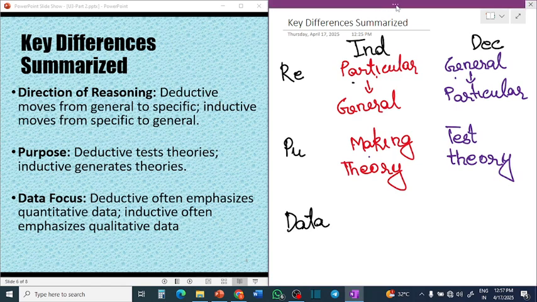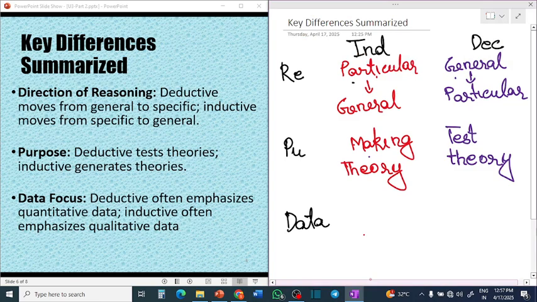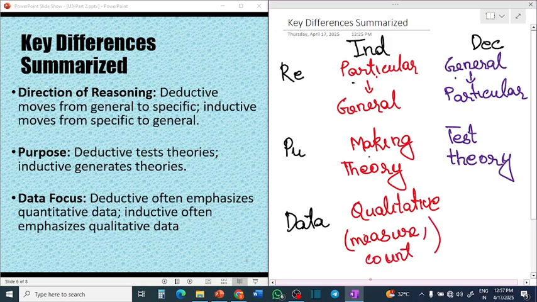And the last point is our data collection or data focus. So most of the times, when we are doing inductive type of research, we will focus on qualitative data. Now, what is qualitative data? Qualitative data is anything which we can measure, or you can say you can count, like numericals 1, 2, 3, 4, 5, 6, 7, 8, like this. Whenever it is concerned with numbers, it is known as qualitative data.